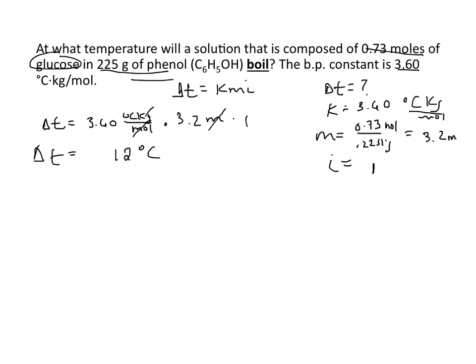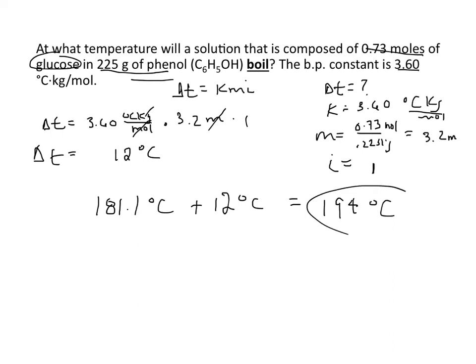So our boiling point elevation is going to be 12 degrees higher than what our solvent would normally boil at. Phenol, which is our solvent, normally boils at 181.1 degrees C. In this case, because it's a boiling point elevation, we're going to add our change in temperature, our delta T, to this. And this is going to give us 194 degrees C. So this would be the boiling point of our glucose and phenol solution.